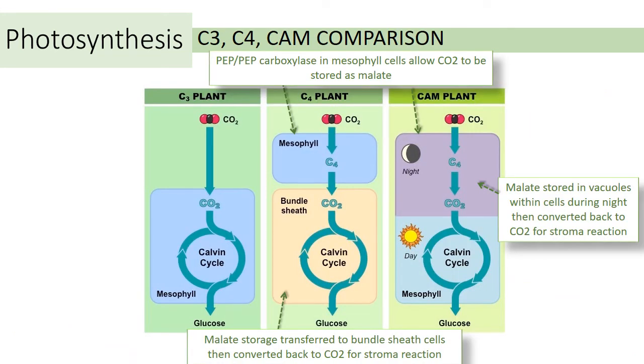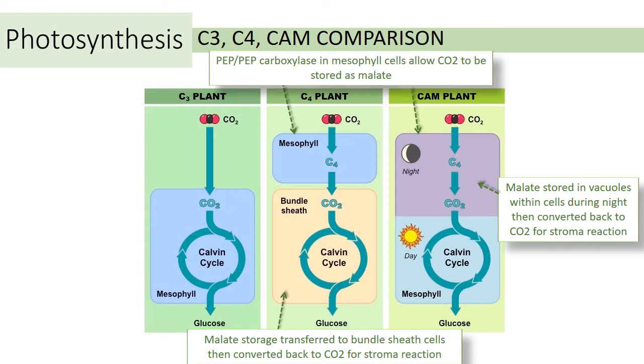Here you will see C3, C4, and CAM plant pathways. You'll notice that the main difference is the stroma cycle in the C3 plant, where rubisco has a chance of also fixing O2 rather than CO2 and having the plant go through cellular respiration.